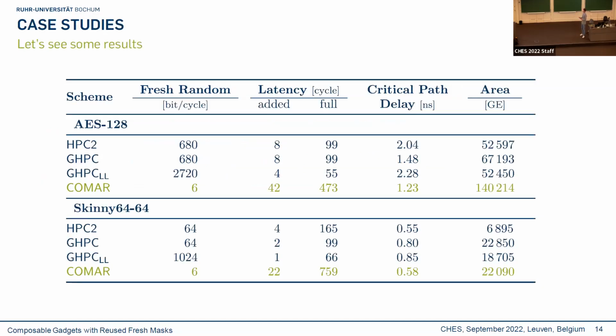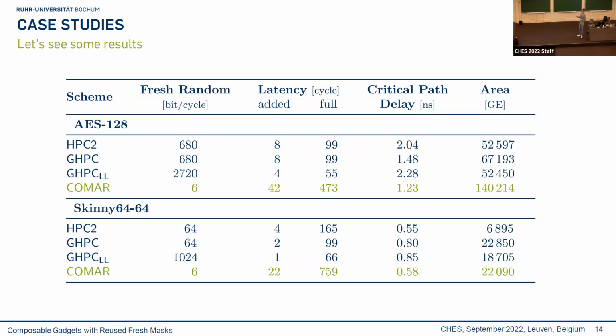So basically, we have a drastic improvement in the number of fresh random bits we need per cycle. Yeah, so we conducted several case studies. We integrated support for these gadgets also into Agema, the talk you had yesterday, and we can fully automatically generate or mask any circuit we want.